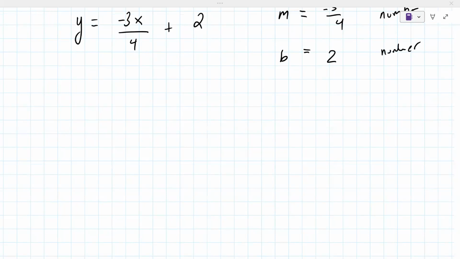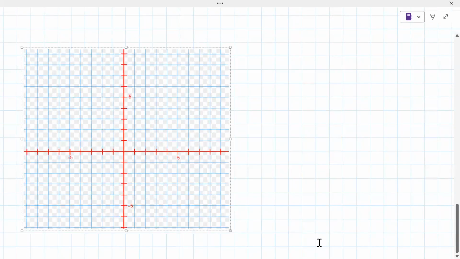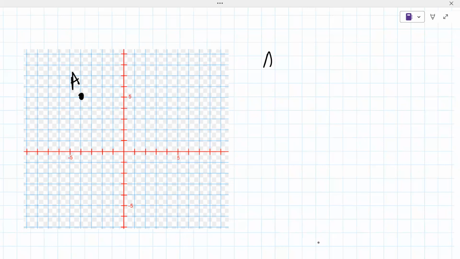And I'm gonna snip this in. So one of the things that's maybe more difficult with this virtual format is graphing, but I'll try my best to not make this too difficult. So I'm gonna plot a point. Let's go right here. Could you give me the ordered pair for letter A?